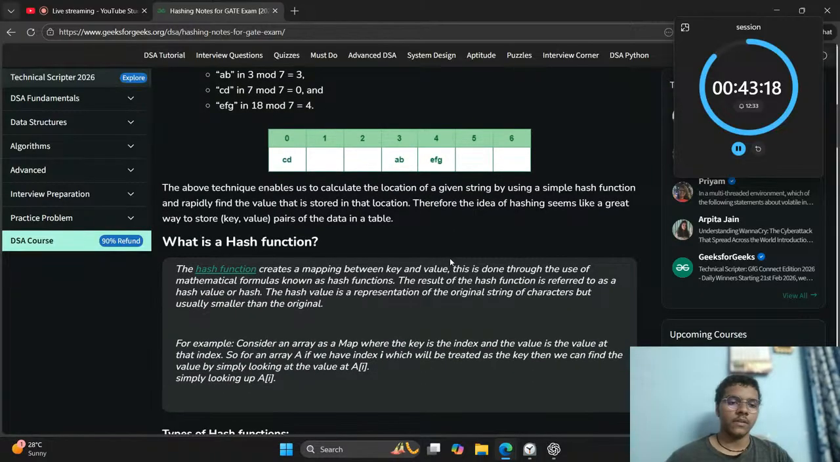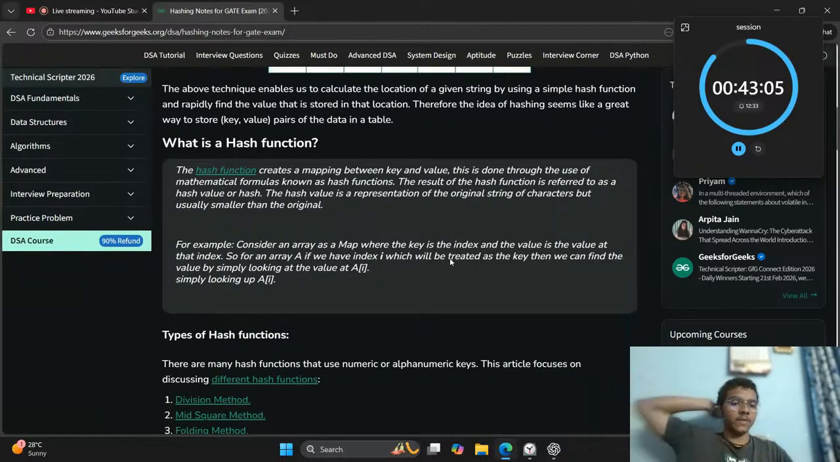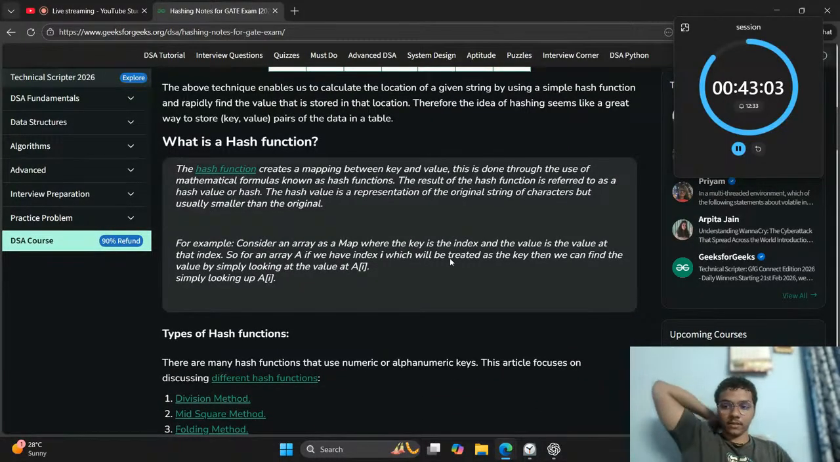Alright. The above technique enables us to calculate the location of a given string by using a simple hash function and rapidly find the value that is stored in the location. Therefore, the idea of hashing seems like a great way to store key value pairs of the data in a table. What is a hash function?